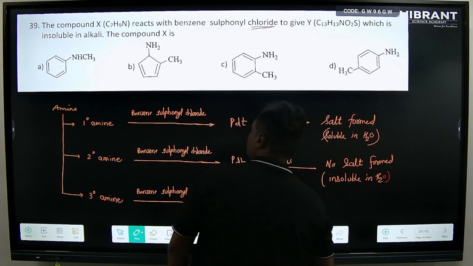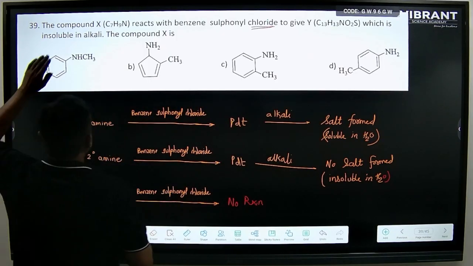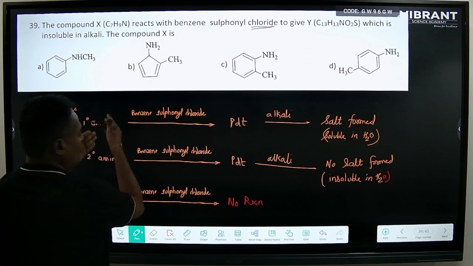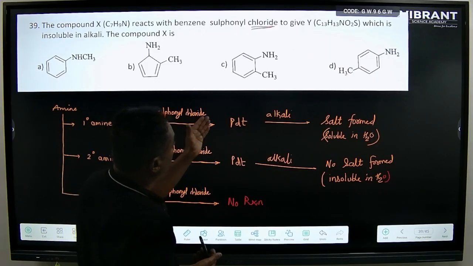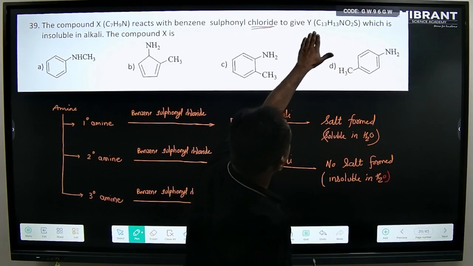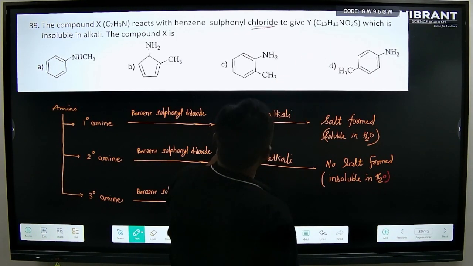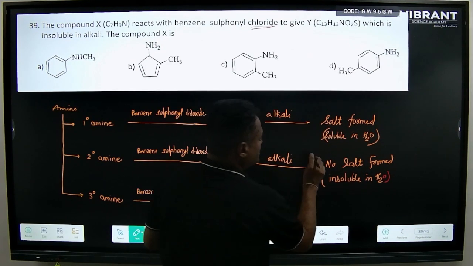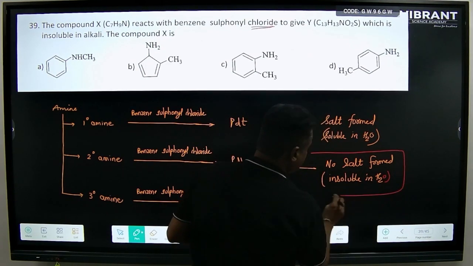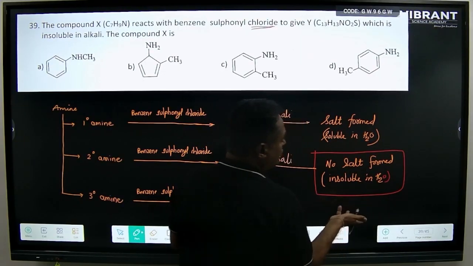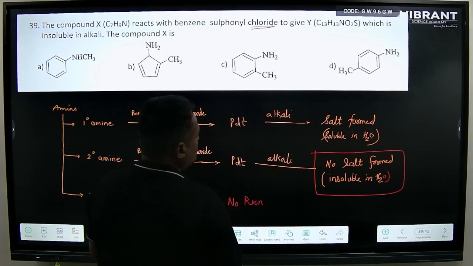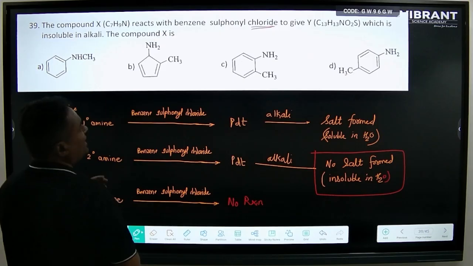That means, if you see the question properly, a compound X, any one of them it can be, reacts with benzene sulfonyl chloride to give you some product. See over here they have given Y, which is insoluble in alkali, means it is insoluble in dilute alkali. That means your starting material has to be a secondary amine.